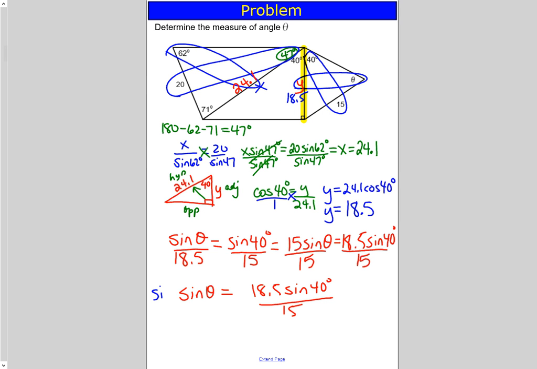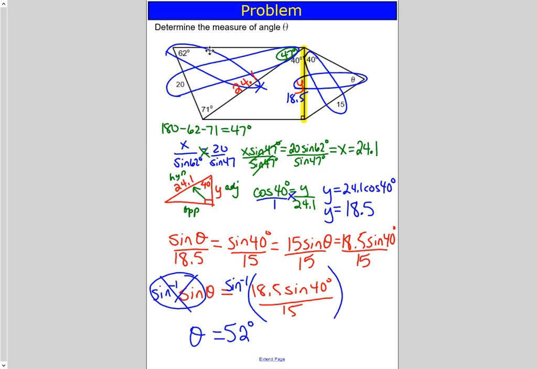Getting so close. I need to eliminate that sine. So to do that, I'm going to take the sine inverse. And of course, the sine inverse on one side, I have to do to the other side. So second function sine, bracket 18.5 sine 40 divided by 15, bracket, equals 52.4. So let's say 52. We're going to round it. 52 degrees. So we finally got to angle theta, 52 degrees.